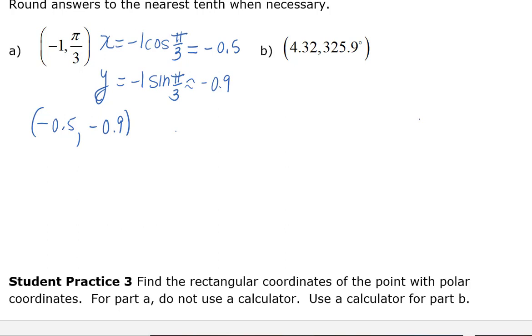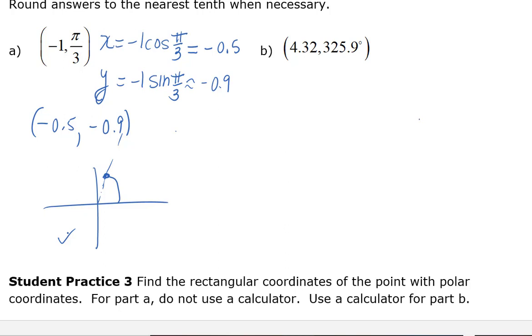Now a good idea is to see if that makes sense. Are you in the right quadrant? If you plotted -0.5, -0.9, you know you're down here, right? We know we're in this quadrant right here. So let's make sure that -1, pi over 3 falls in that quadrant. Going up -1 times pi over 3 means, with +1 it would land me in the first quadrant, but -1 is going to reflect over to the fourth quadrant. So at least our answer makes sense.